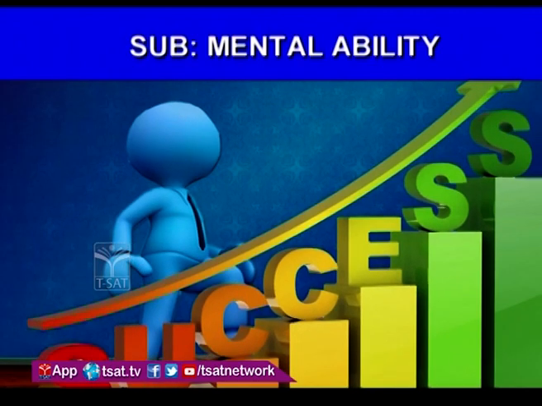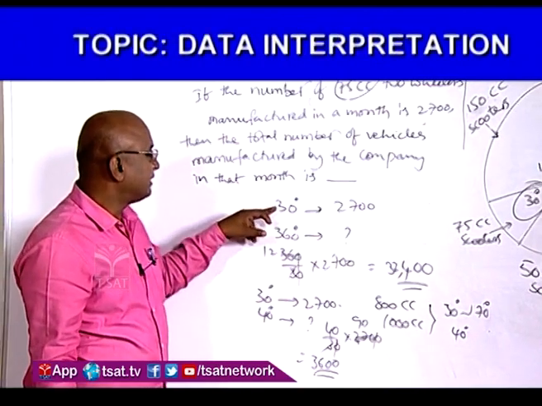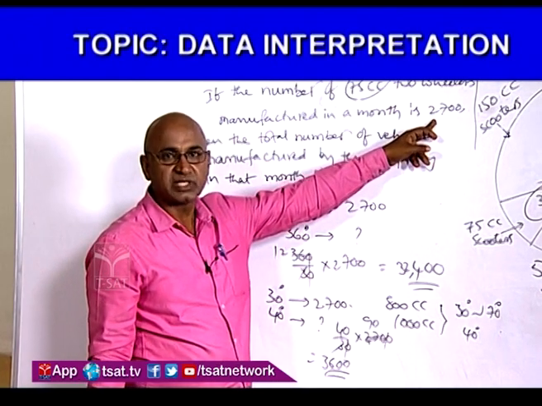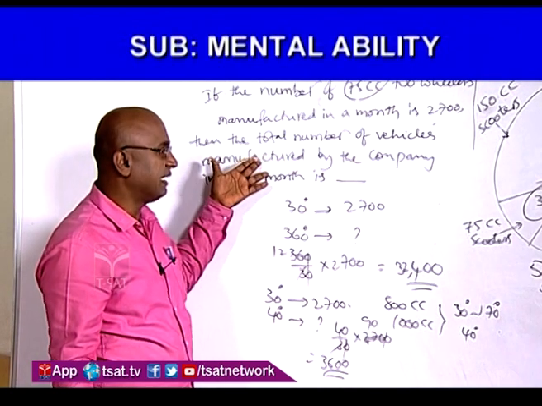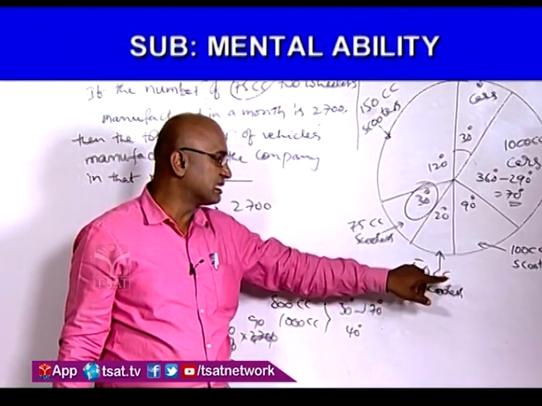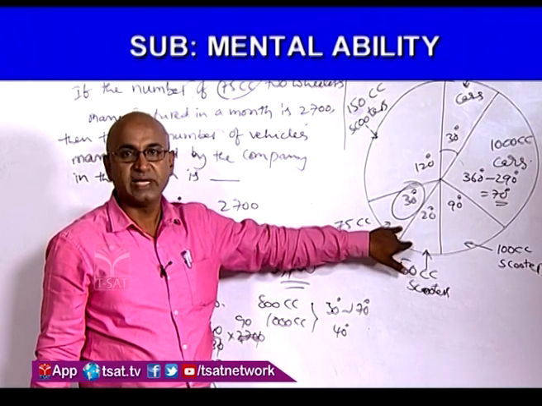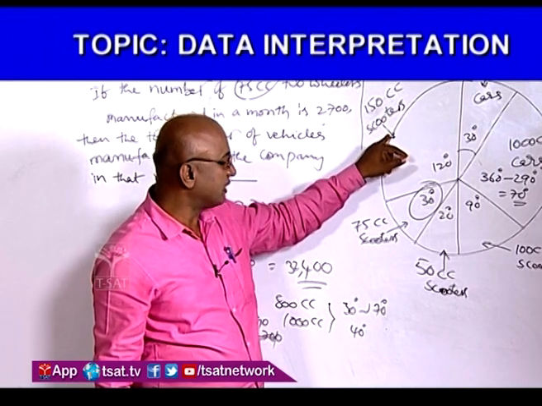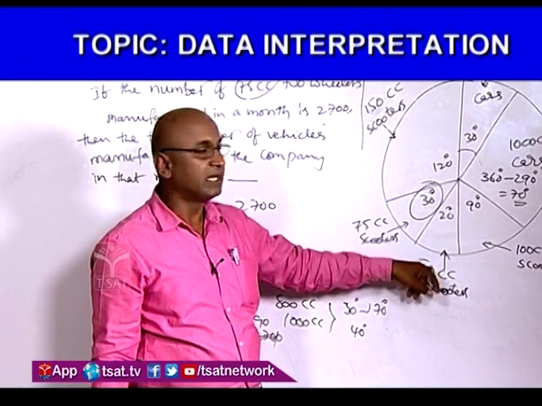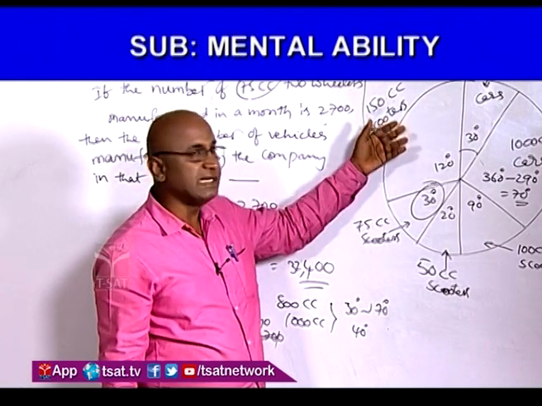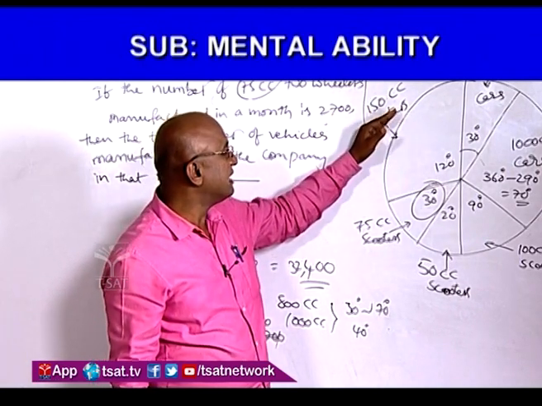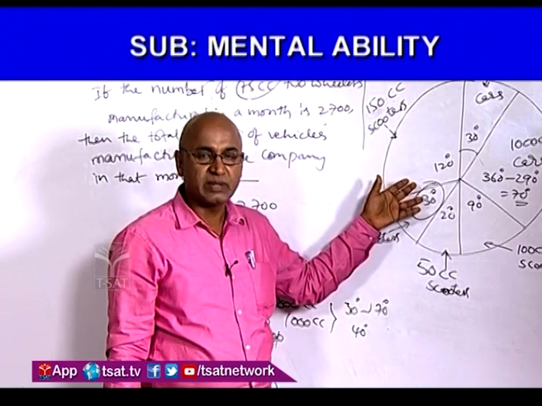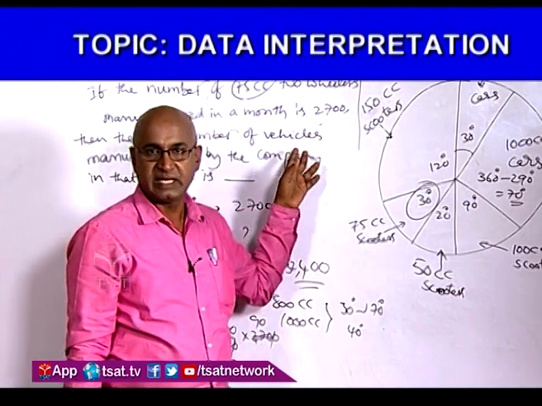Got it? Suppose 30 degrees value, that is the 75cc two-wheelers value, is given, that is 2700, the production. Then the same question can be asked like this: what will be the sum of the vehicles, that means 50cc and 75cc scooters, how many are produced? Or what is the difference between the 150cc scooters and 50cc scooters? Or otherwise, what is the percent increase of the 150cc scooters when compared with the 50cc scooters? So the questions will be asked in various dimensions. All the dimensions we are discussing here.